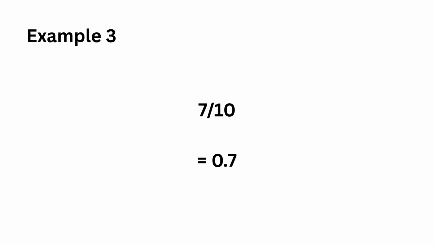So example 3 is 7 over 10, which is 7 divided by 10. The answer is 0.7. You can try the long division method, but when you're dividing by 10, you don't need to stress yourself. If the number above 10 is less, just add the point, then that number.